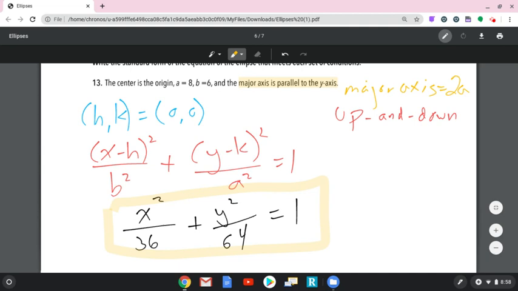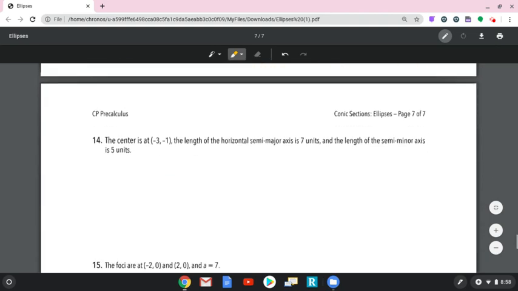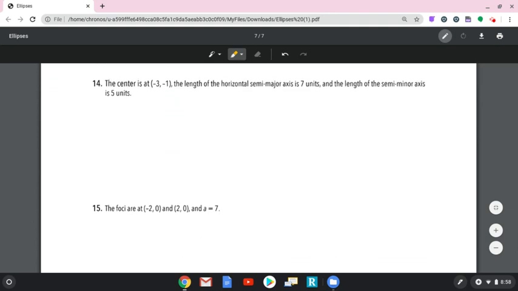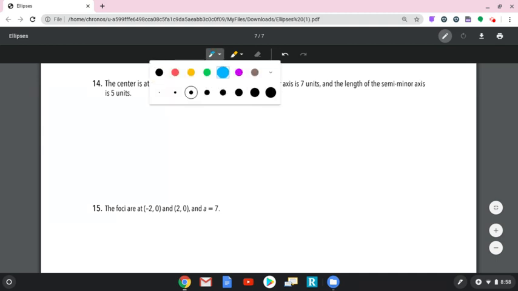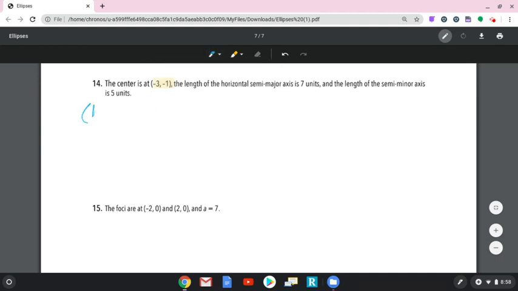All right. So the key is to identify where the major axis is. That's going to tell us whether it's an up and down or a side to side ellipse. So let's flip the page to 14. Now this one, they're giving us a center. They're saying our center is -3, -1. So we now know h and k. That means (h, k) equals (-3, -1).